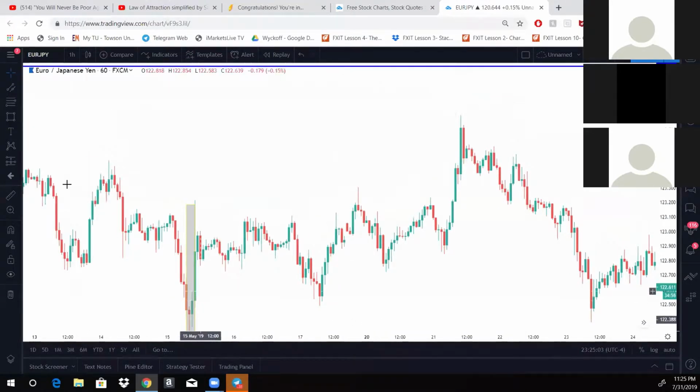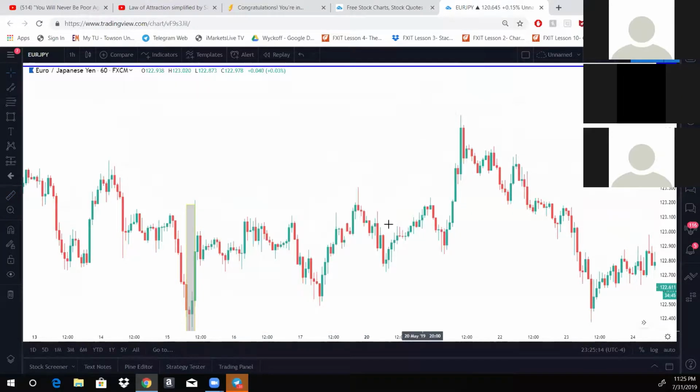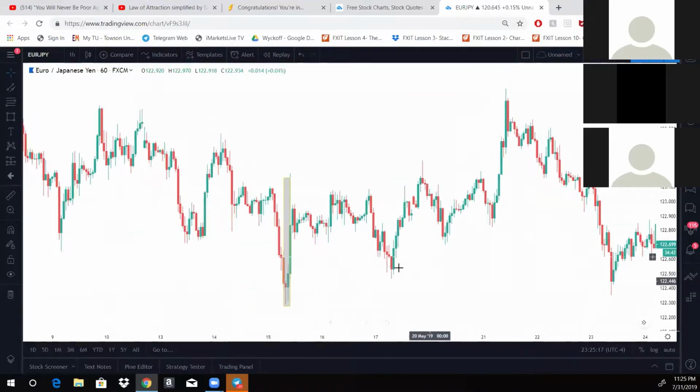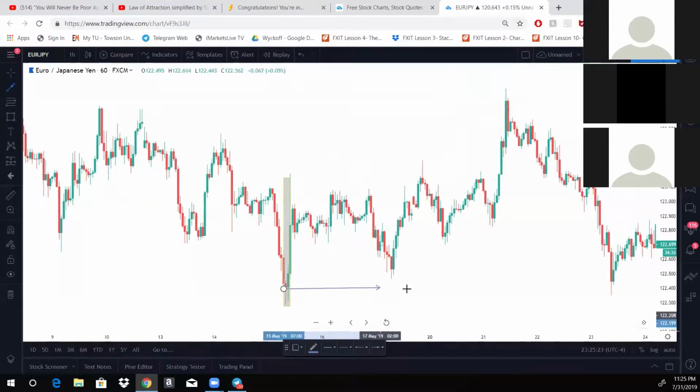So if you would have entered right here and held this trade, you could have gotten up to 145 pips on this. And you shouldn't be scared of this pullback here, because all it did was come back down to retest this zone. It didn't even fully retest it.